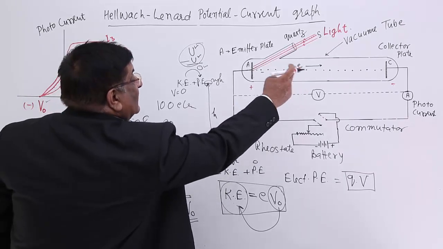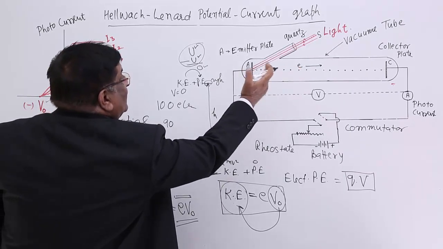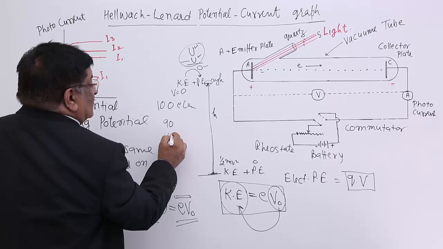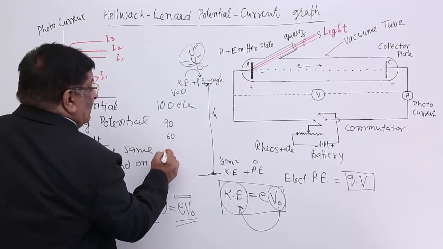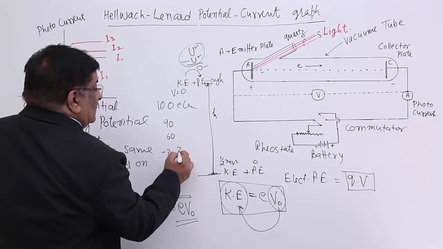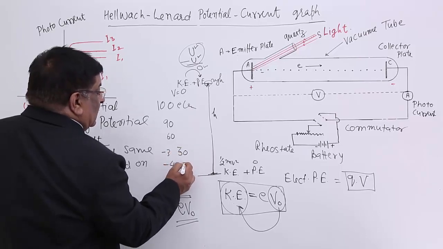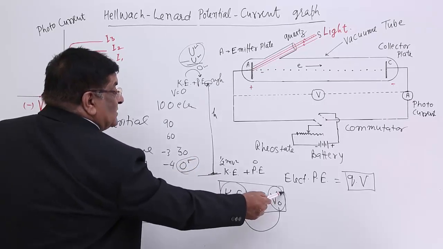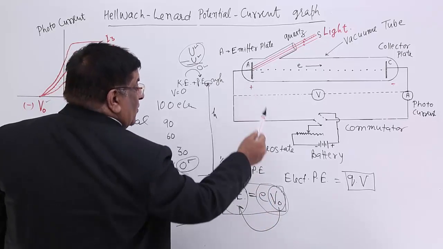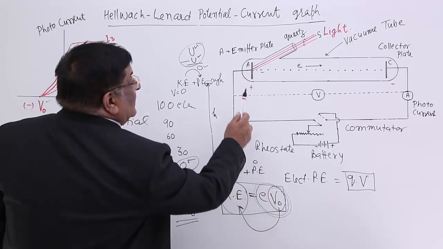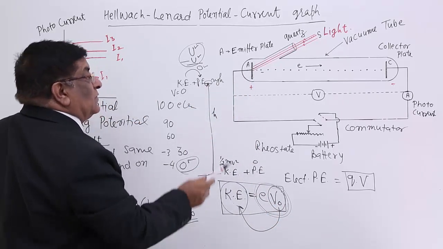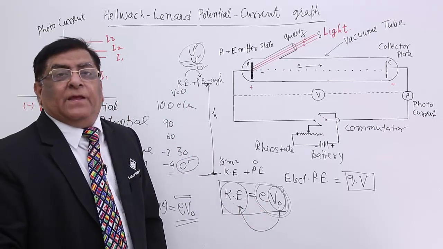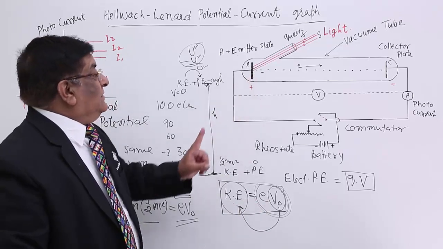Again, we applied minus 2 volt, and we saw that this is 60. Again, we applied minus 3 volt, it has become say 30, and when we applied minus 4 volt, it has become 0. If we apply minus 4 volt, then the potential energy of this electron is maximum. That means the kinetic energy has become 0, so that kinetic energy was maximum at minus 4 volt.